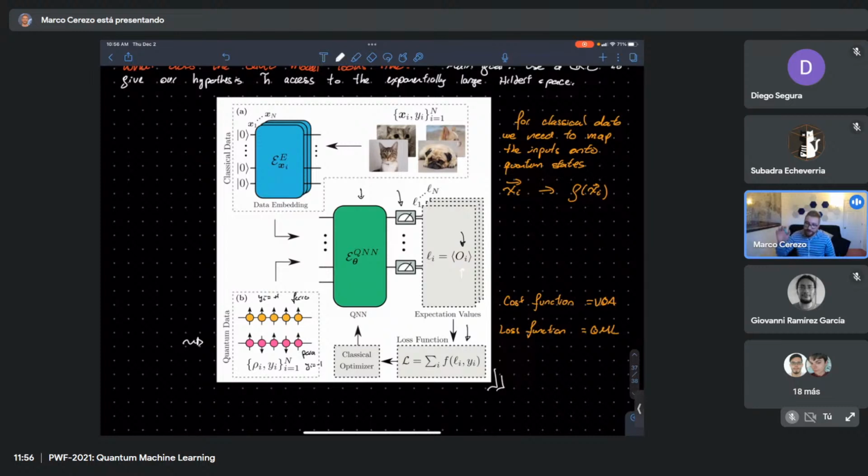So yeah, I'll see everyone in just a bit, and we'll tackle the question of how to get classical data into quantum states.